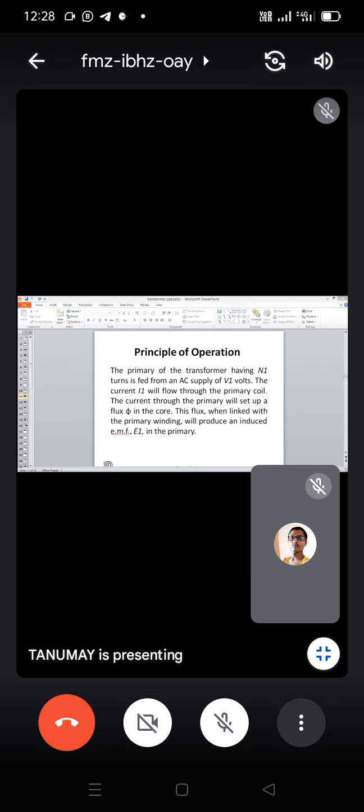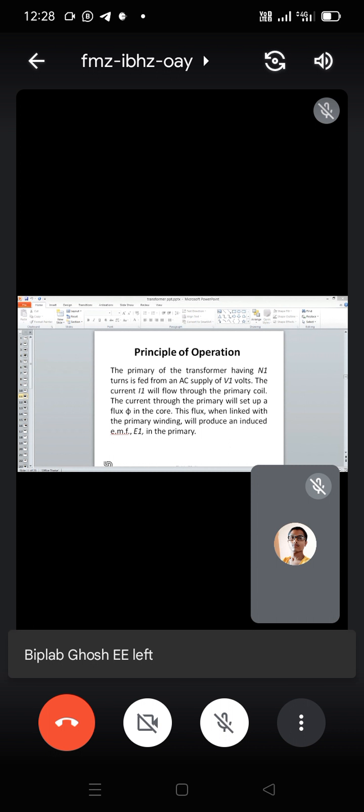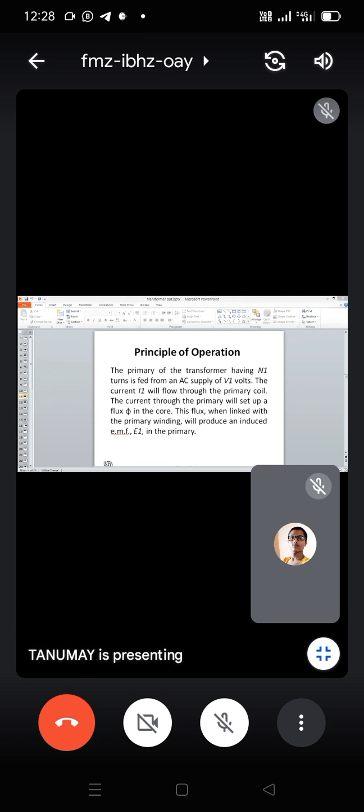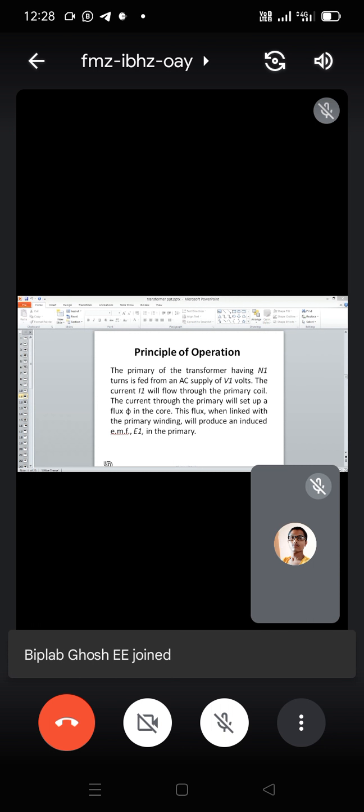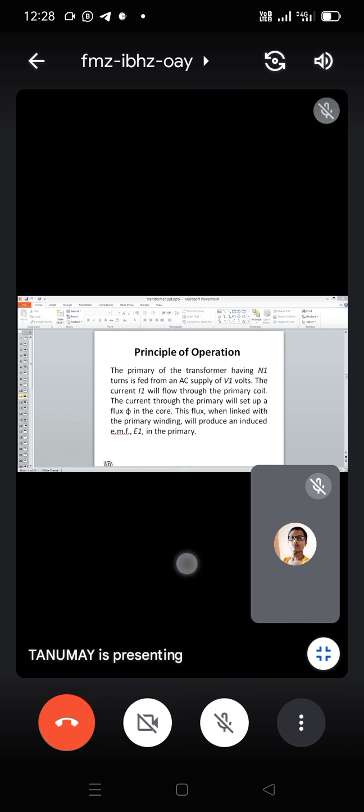So what is F? Here E1 is the induced EMF over the primary side, F denotes the frequency of the supply voltage, phi m is the magnetic flux, and N1 denotes the number of turns of the primary side. Similarly, E2 denotes the secondary side induced EMF, F is frequency, phi m is magnetic flux, and N2 is the number of turns over the secondary side.